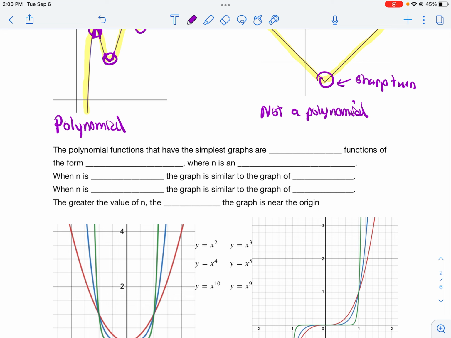Okay, so if we could narrow down these long polynomials with lots of different terms into just the simplest equation possible, that would be narrowing it down. Any polynomial function that has the simplest graphs are called monomials. Now, monomials has mono in here. Now, mono, remember, is a term that means one. So these have one term. So they're functions that only have one term.